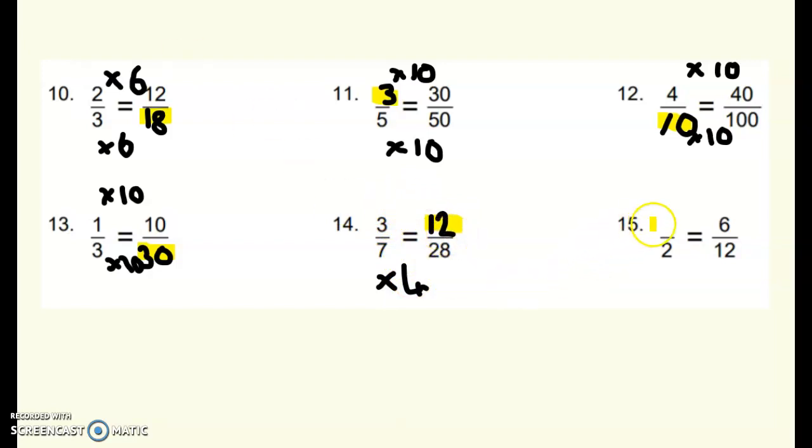And the last example here is a numerator that's missing. So I'm going to have to say 2 times 6, which means here I have to say what times 6 is going to give me 6, or I can use my inverse and say 6 divided by 6, which equals 1.